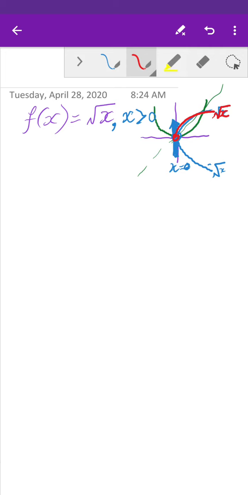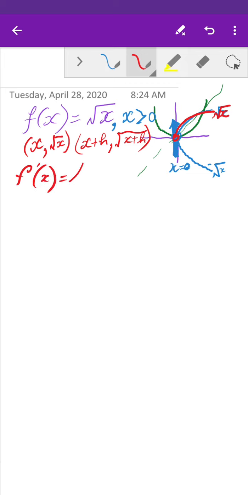Now we're going to use first principles, so we'll start with x and the function of x, and we'll go to another point which is just to the right of it, across a little h, as h approaches 0, and the square root of x. We're going to look at the derivative being the limit as h approaches 0 of f(x plus h) minus f(x), that's y2 minus y1 over x2 minus x1.